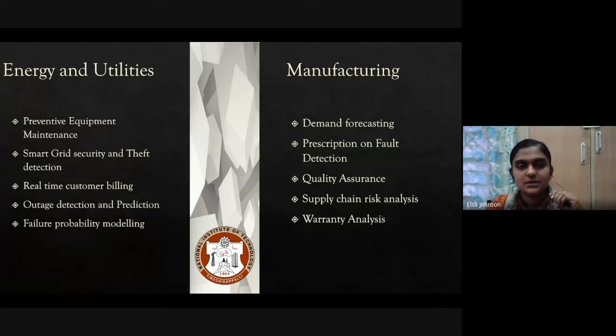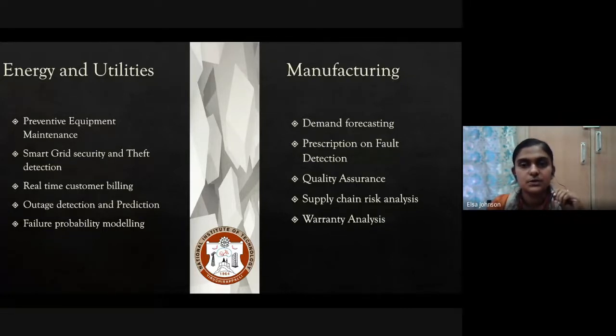Then real-time customer billing, then failure probability modeling, all those are done with data science in the energy and utility sector. Manufacturing. In manufacturing, you require demand forecasting. According to your demand, you can manufacture the goods. And prescription and fault detection.